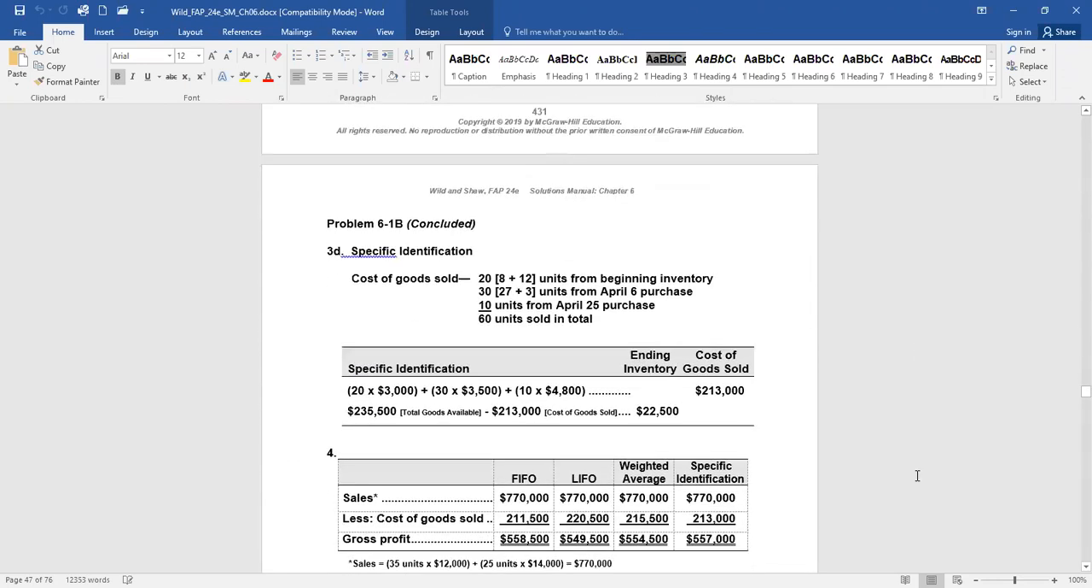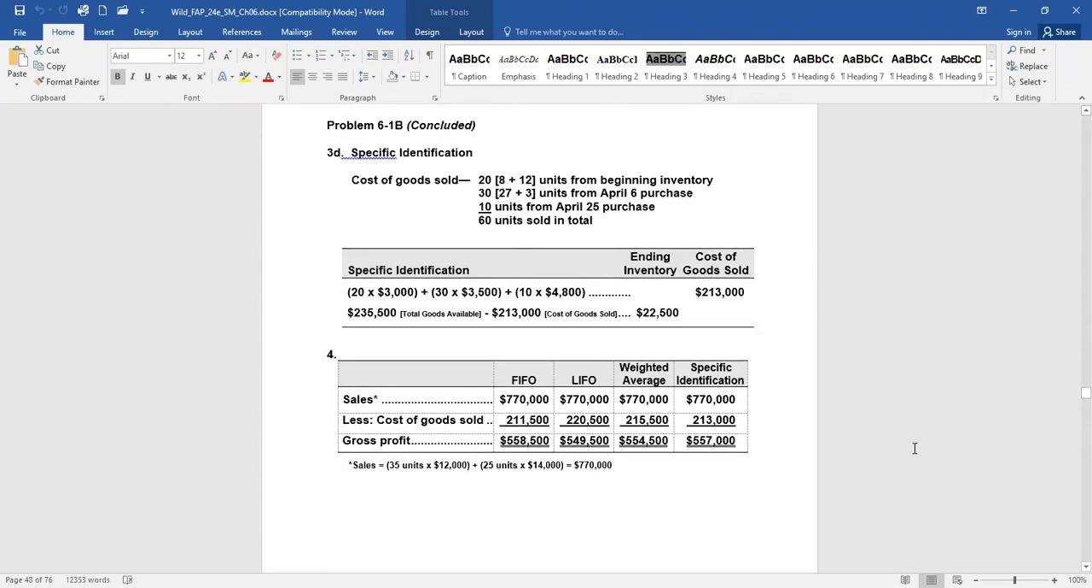3D. Now in this one, we know exactly how much the items cost that we sold. Pretty cool. So all we would do is say, okay, we sold, tells us up in the top, in the first sale. On the April 9th sale, 8 units from beginning inventory. So 8 units that cost us $3,000 were sold, and 27 units that cost us $3,500 were sold.